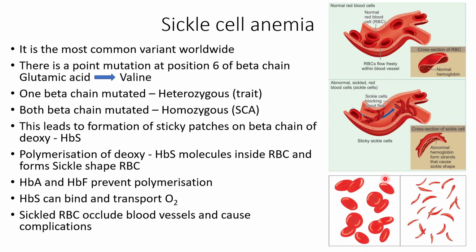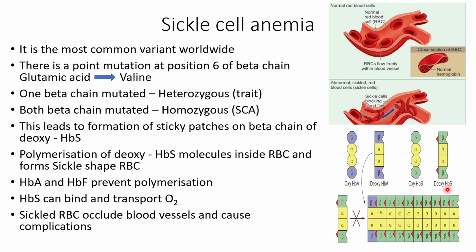The normal shape of the RBC is discoid, biconcave. This becomes sickle shape, just like a sickle. Now, why does the sickle shape occur? This occurs because of polymerization of the deoxyhemoglobin S. Let us see. This is the normal structure of hemoglobin, oxyhemoglobin, and under deoxy condition it becomes this shape. Now in case of sickle cell, this is oxyhemoglobin S, whereas deoxyhemoglobin develops these sticky patches.